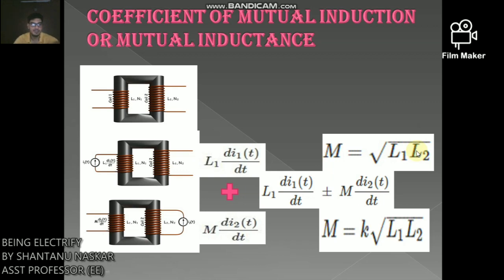This expression is justified only if the entire flux created by one coil will link another coil, but practically it is not always possible to link the entire flux of one coil to another. The value of actual mutual inductance depends on the actual amount of flux of one coil linking another. Here K is the coefficient which must be multiplied with M to derive the actual value of mutual inductance. So go to the next slide.